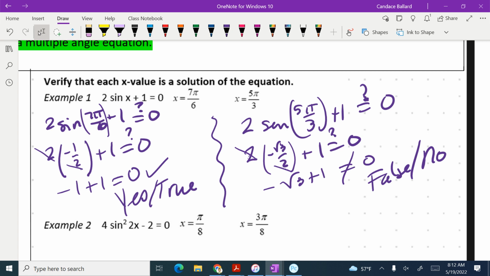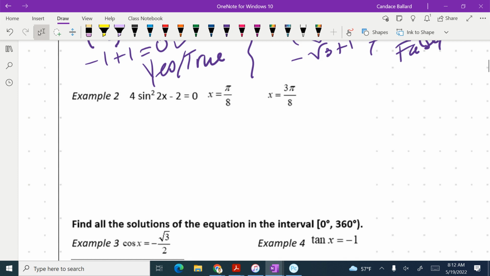Okay. All right, so on example 2, I have to determine pi over 8 and 3 pi over 8. And I've got this little square down here to deal with. So I'm going to move that to the outside. So what I'm really doing is 4 parentheses sine of 2 times pi over 8, and then the squared goes on the outside, minus 2. I'm checking to see, does that in fact equal 0?